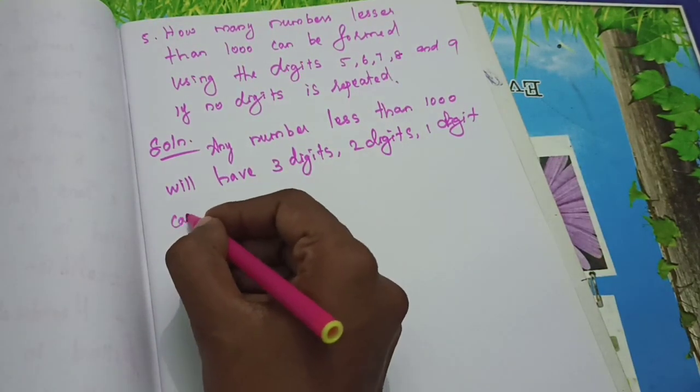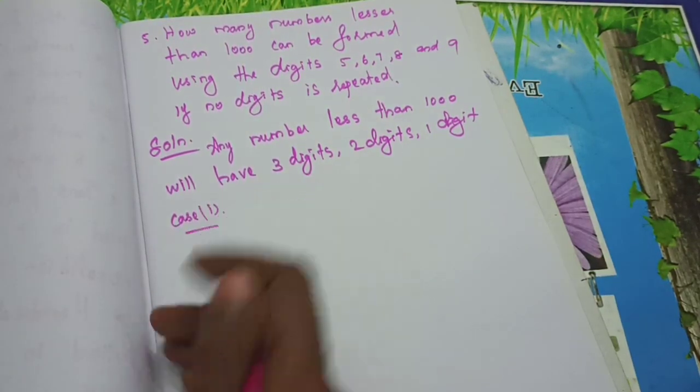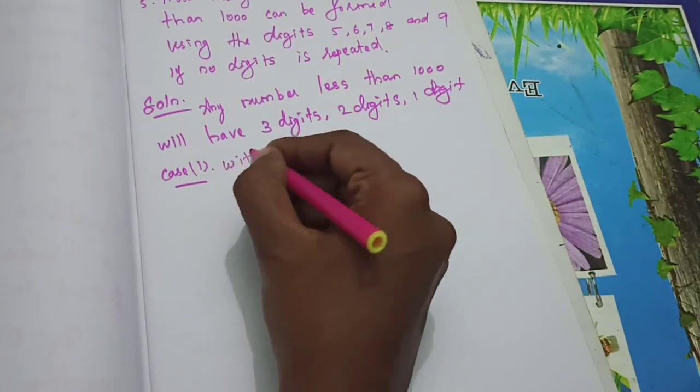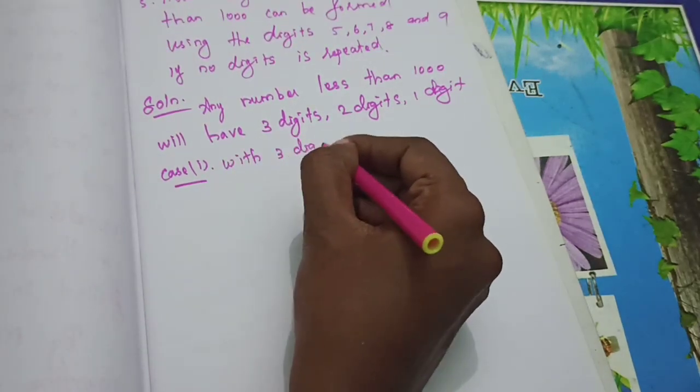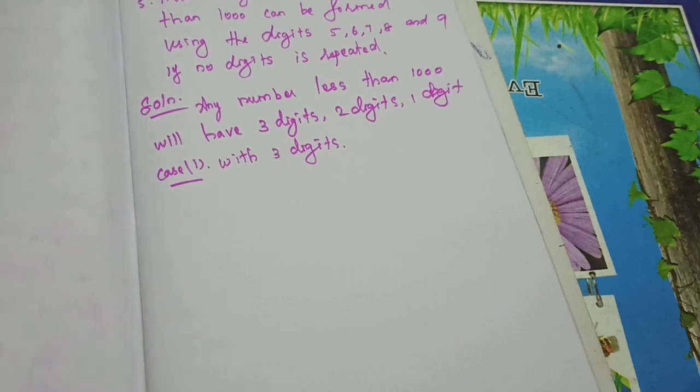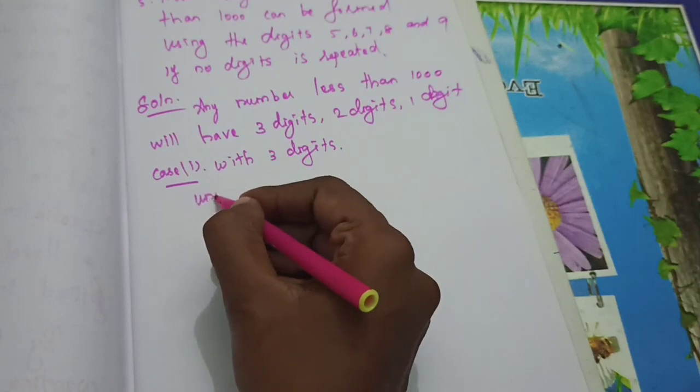Okay. So first we are going to do it as cases. So case 1, case 2, case 3. In case 1 I am going to find with 3 digits. So with 3 digits means, what will happen? 3 digits means how many places must be there? Hundreds place, tens place and unit place. So that one separately you need to find first. So first we are going to find the unit digit here.